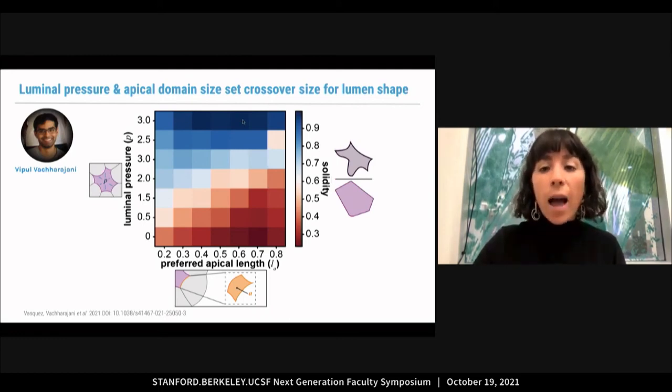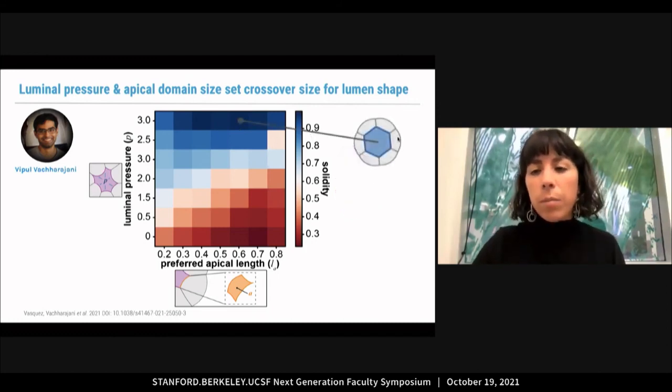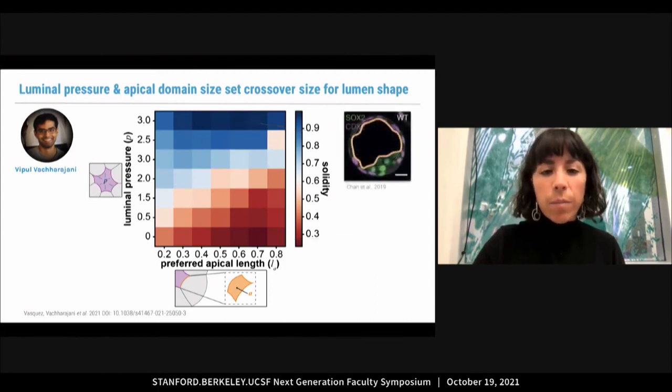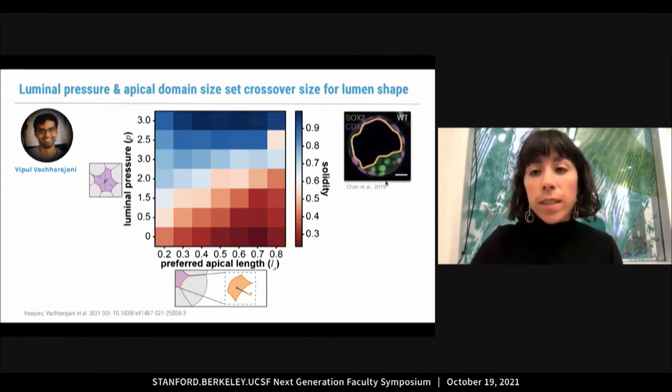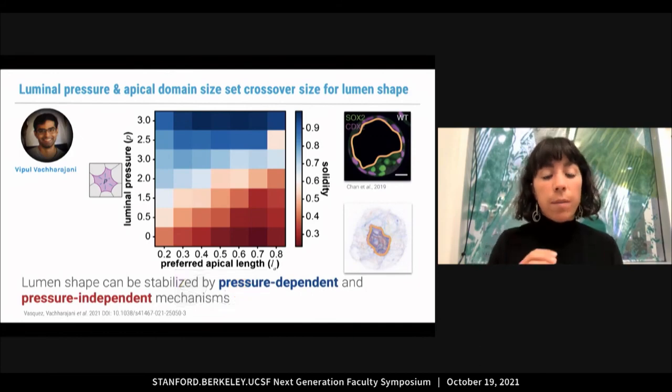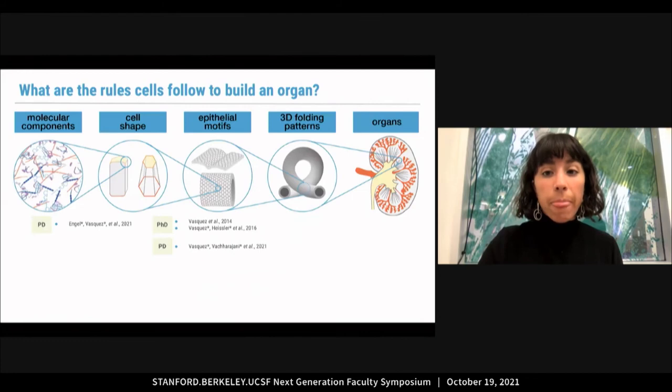A lumen that has a very high pressure and a lower preferred apical length has a very normal looking regular shape. In contrast, a lumen with a very low pressure can still have a lumen, but it has a very irregular shape. This is very similar to what we see in the shapes of the blastocyst, and compared to the shapes of our MDCK cells, which, when we fit these parameters, fall around here. And so lumen shape can be stabilized by both pressure dependent and pressure independent mechanisms.